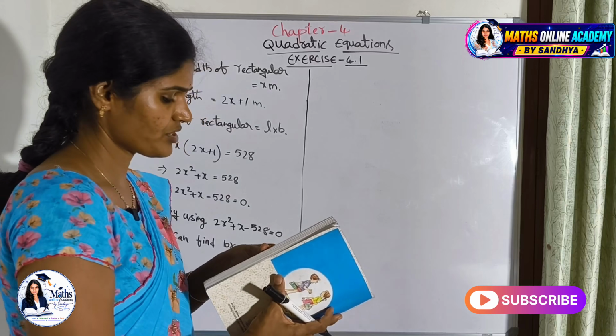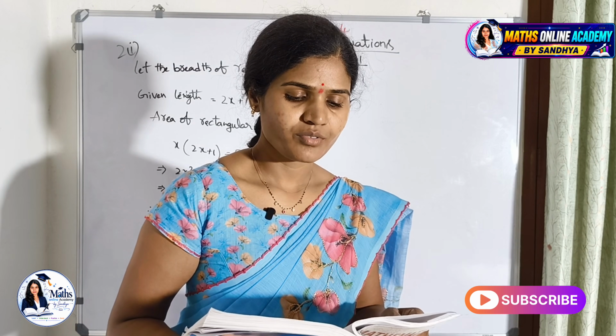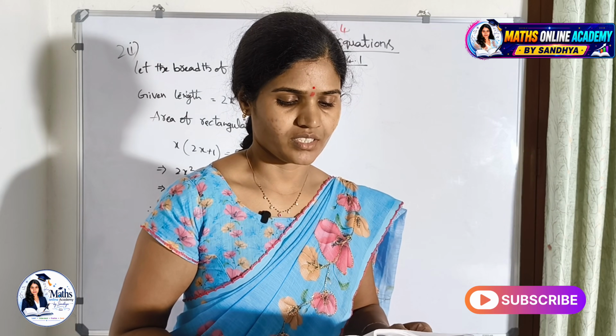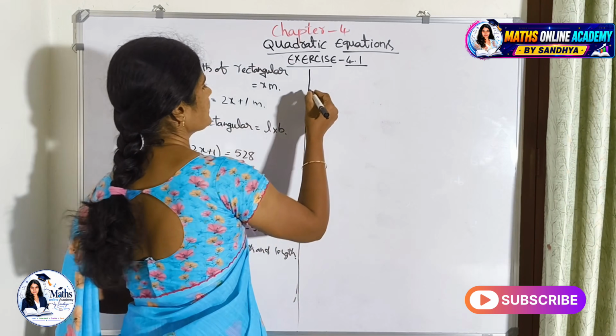Next, see the next question. The product of two consecutive positive integers is 306. We need to find the integers. Actually, what are the integers?